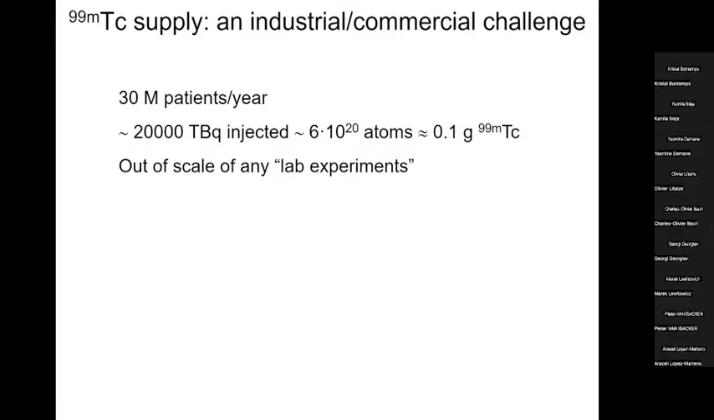So if you are happy that you produce something which you put in front of your germanium detector and say, I have seen a gamma line of technetium, it is very, very unlikely that this can be scaled to the industrial scales needed to make a meaningful impact in the world.